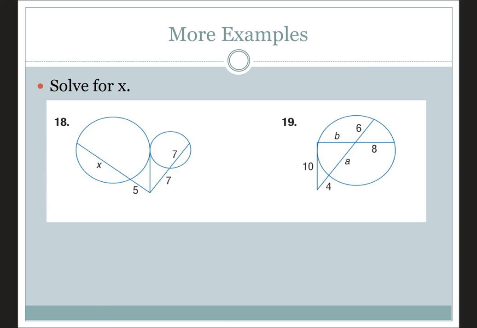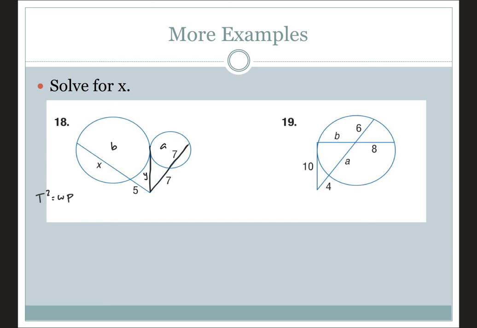And I see that this segment right here is a secant, and this one right here is a tangent. Okay, so I'm going to call this tangent the shared piece y, and I'm going to do the tangent squared is equal to the whole times the outside piece. Okay, and now I'm going to call this one circle A and this one circle B.